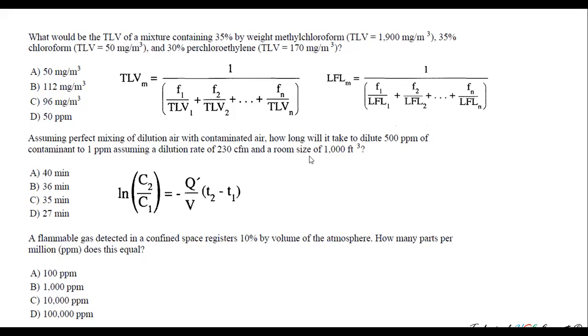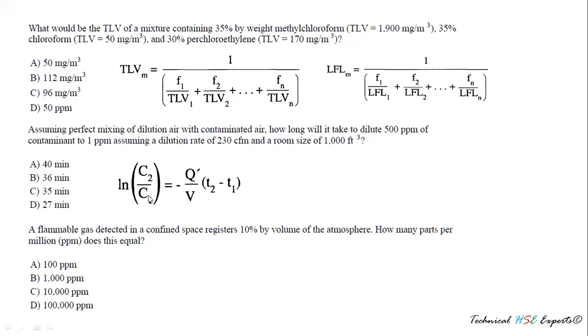You can identify this formula. ln is nothing but ln, it is not log. Many people get confused. In your calculator, there will be log and ln. C1 is the initial concentration. What is the initial concentration from the question? It is 500 ppm. C2, they require 1 ppm, which is the final concentration. Q will be 230 CFM, and V is the volume.